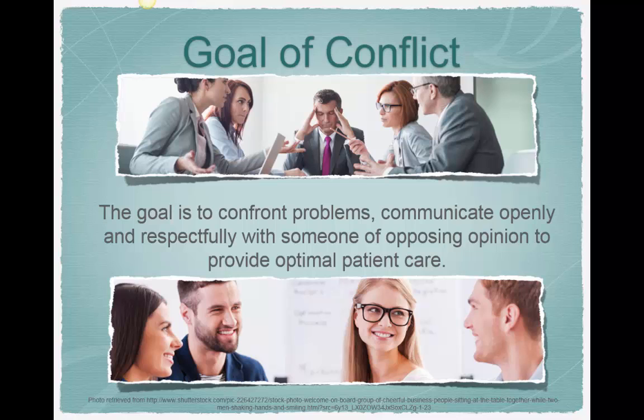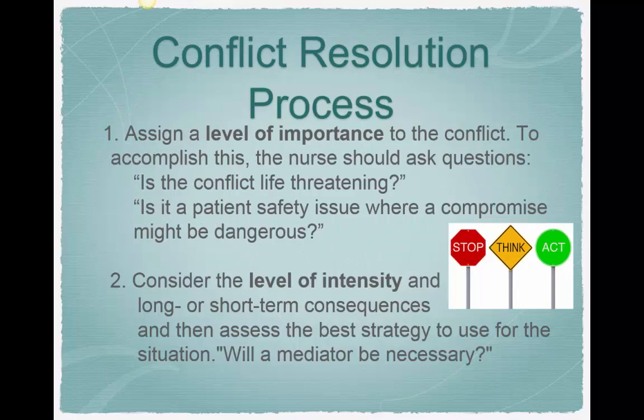So when you look at the process for resolving conflict, the first thing we need to do is assign a level of importance to the conflict. We need to ask ourselves, is this conflict life-threatening? Is it a patient safety issue where a compromise might actually be dangerous? And then we have to consider the level of intensity in terms of the consequences, and then decide, well, will we need a mediator?